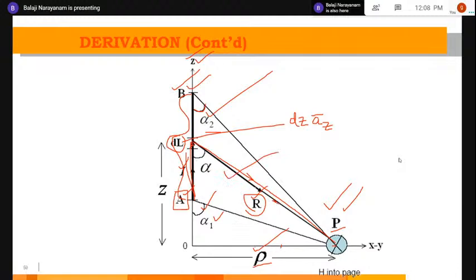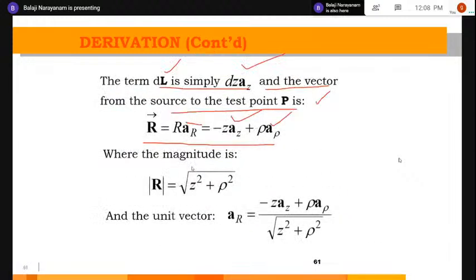This is R. We got that here, R aR is this. Where the magnitude can be found as square root of minus z whole square plus rho square, and the unit vector can be found, aR bar, as minus z az plus rho a rho divided by square root of z square plus rho square, which is the unit vector along this direction.